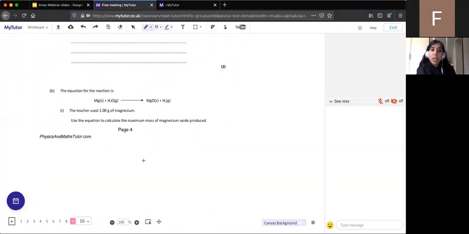So the first question here, the equation for the reaction is magnesium plus water produces magnesium oxide plus hydrogen. The teacher uses 1 gram of magnesium. Use the equation to calculate the maximum mass of magnesium oxide produced. So which equation are we going to be using here? Any ideas? How are we going to tackle that question?